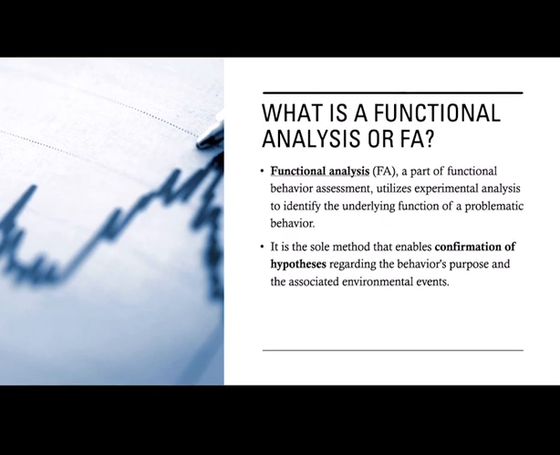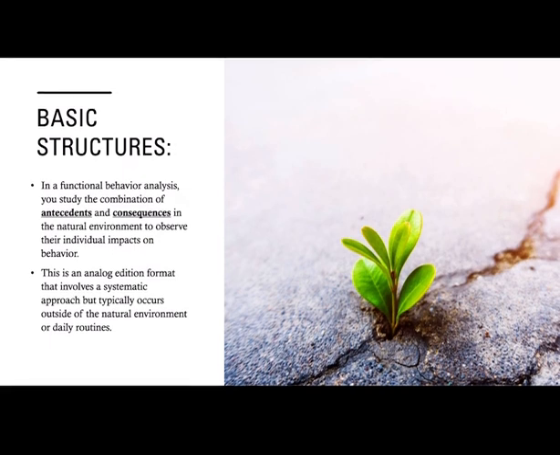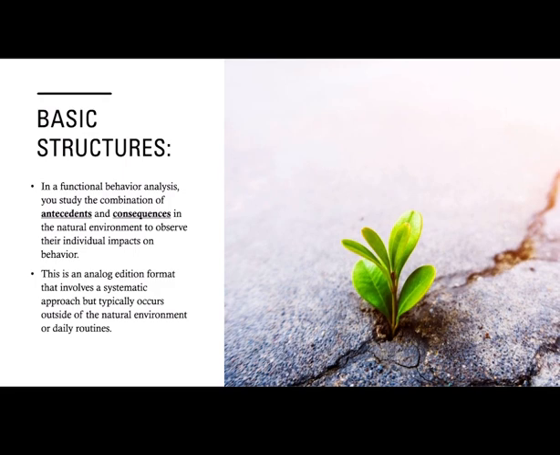This can be the sole method that enables confirmation of the hypotheses regarding the behavior's purpose and the associated environmental events. Basic structures. So in a functional behavioral assessment, you study the combination of antecedents and consequences in the natural environment to observe their individual impacts on behavior. But an FA, in reference, is an analog format that involves a systematic approach, but typically occurs outside of the natural environment or daily routines.